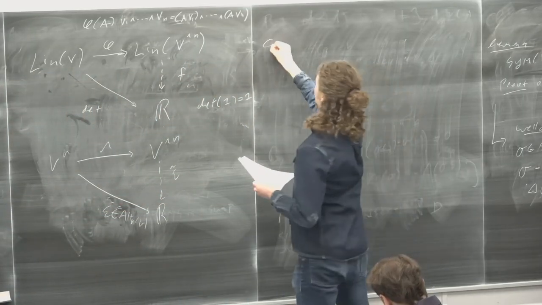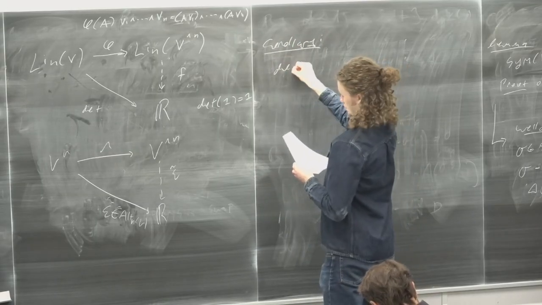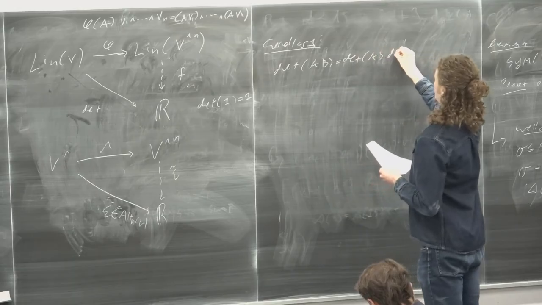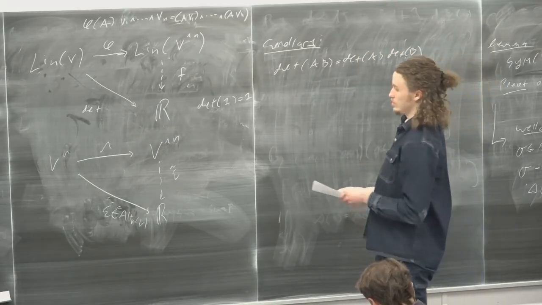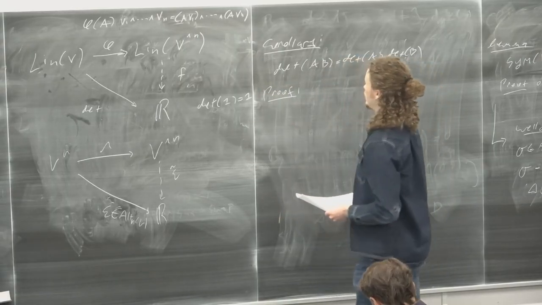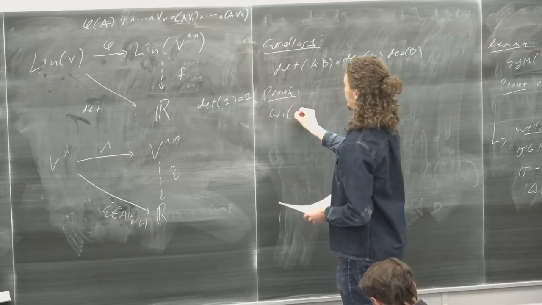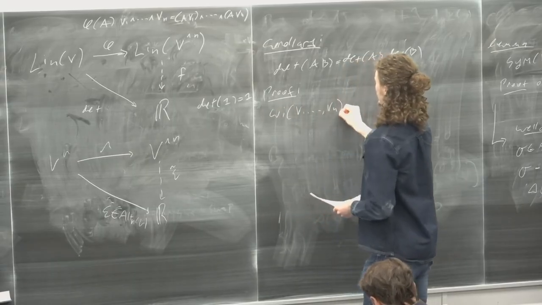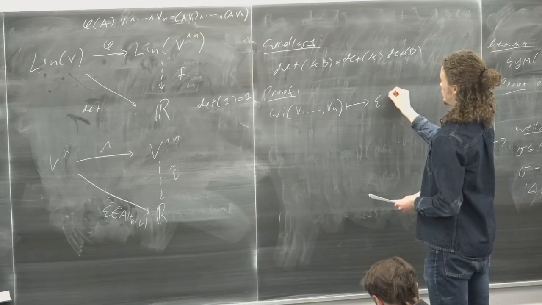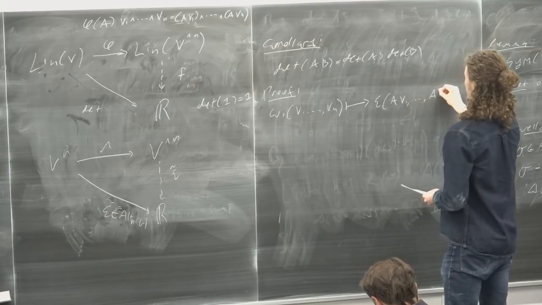Okay, so as a corollary, we're going to get det of AB is equal to det of A times det of B. Okay, so I'm just going to pick some epsilon to do this. So we know that let's say the map omega, which takes v1 up to vn, maps to epsilon of a applied to v1 up to a applied to vn.